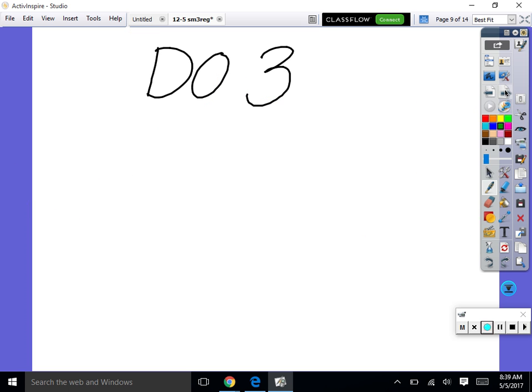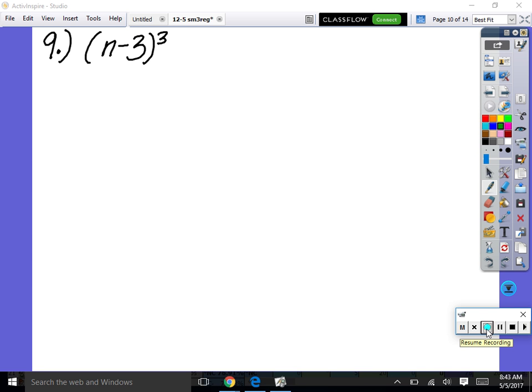Okay, do this one. Do number 3. Go for it. On your paper. This is fun. Let's do one with negatives. You can just watch if you want. It's all about how you want to learn. So degree 3, tell me the coefficients.